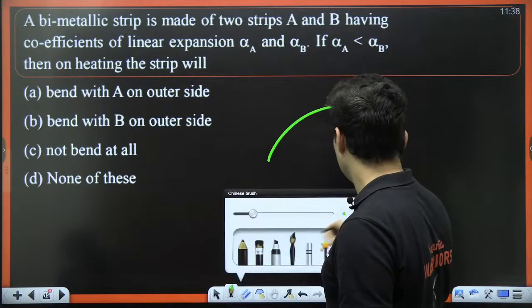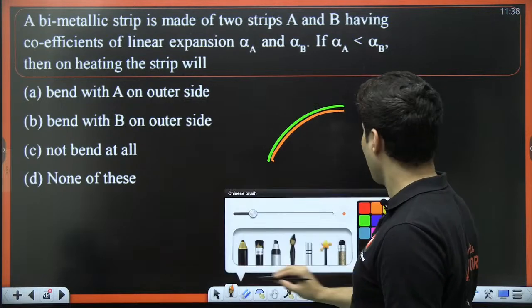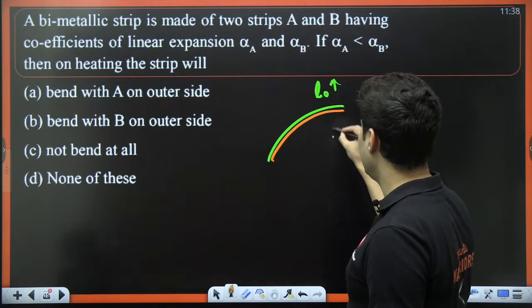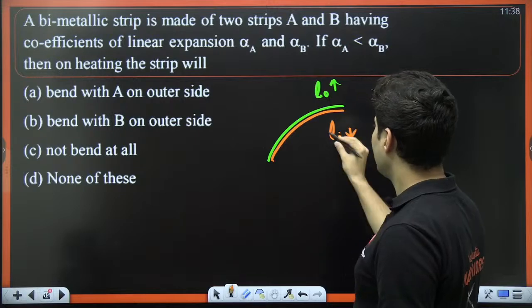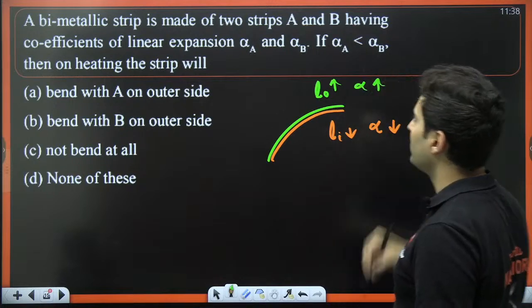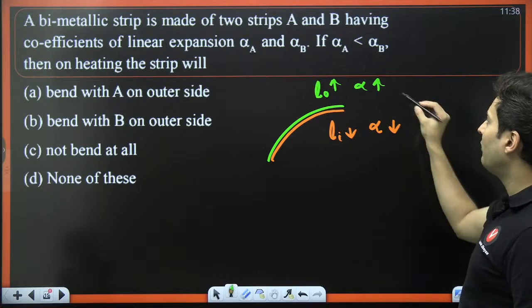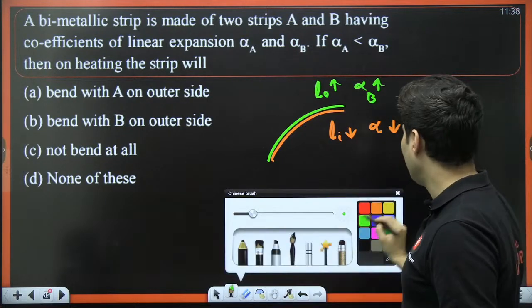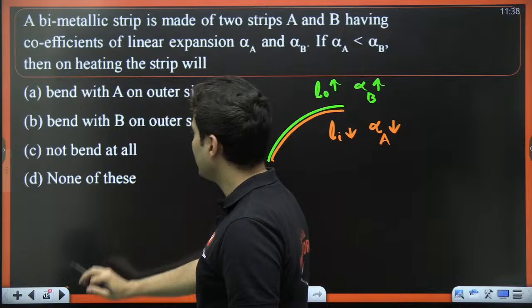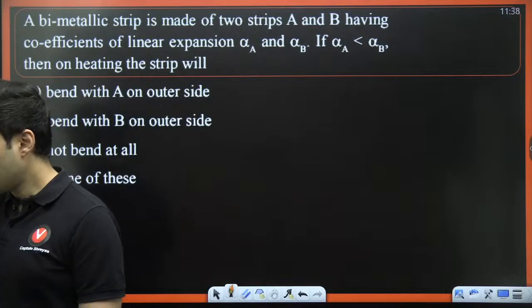In this kind of bimetallic strip, the length on the outer side is more, whereas the length on the inner side is less. That means alpha is less for the inner one and alpha is more for the outer one. It is clearly mentioned that alpha A is less than alpha B, so alpha B will be this one and alpha A will be this one. So who is on the outer side? Obviously B is on the outer side. Just check this out. Yep, B is the correct answer.